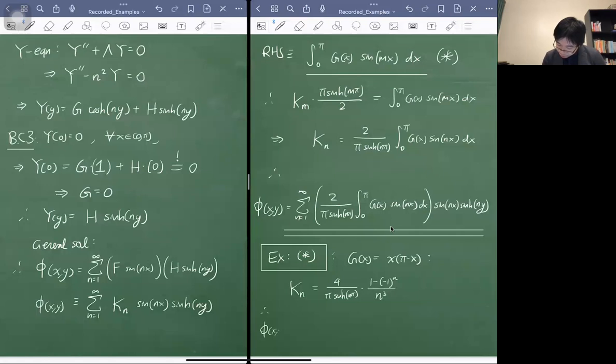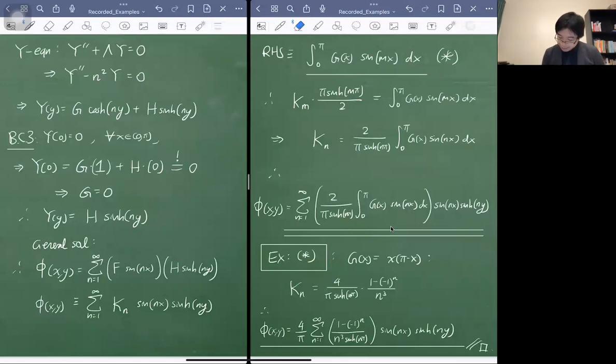And the full solution is, if you would like, you can factor out any constants that are independent of the dummy index n if you want. It's not completely necessary, but you can. And you have n cubed sinh(n pi) sine nx sinh(ny). That's the full solution for the specific g(x). This is, well, generally the g(x).